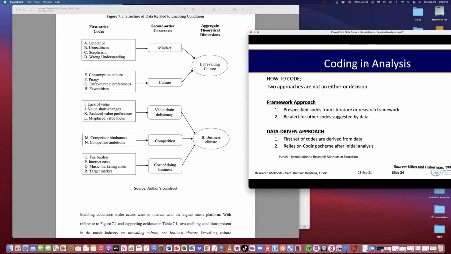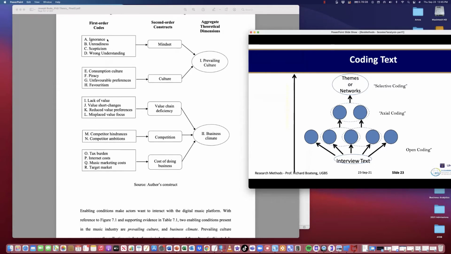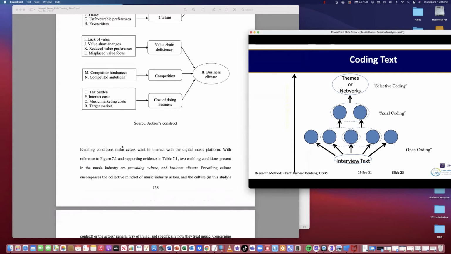So what you see here is what we are trying to do. We start from the first order codes, and then we go to the second order constructs, and we go to the third one where we select what we have found. So if you realize, in writing, you will say like enabling.